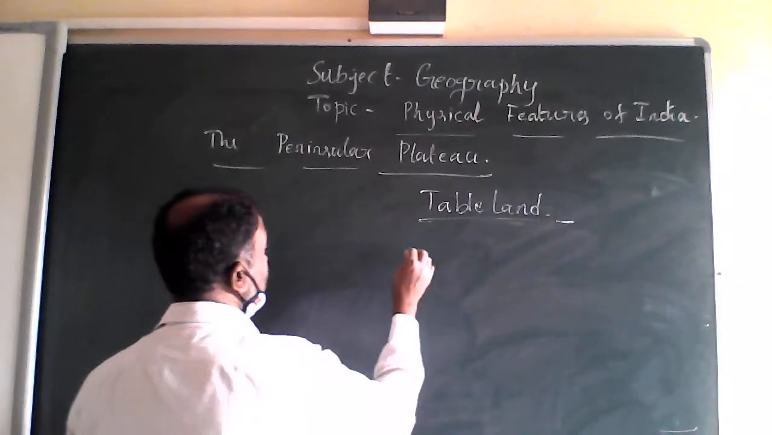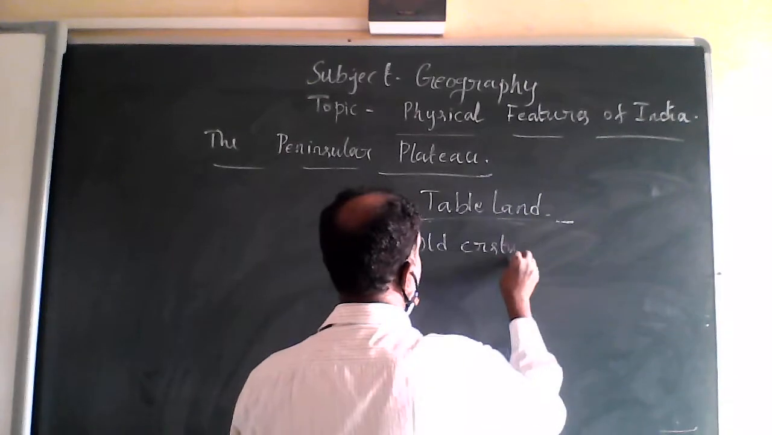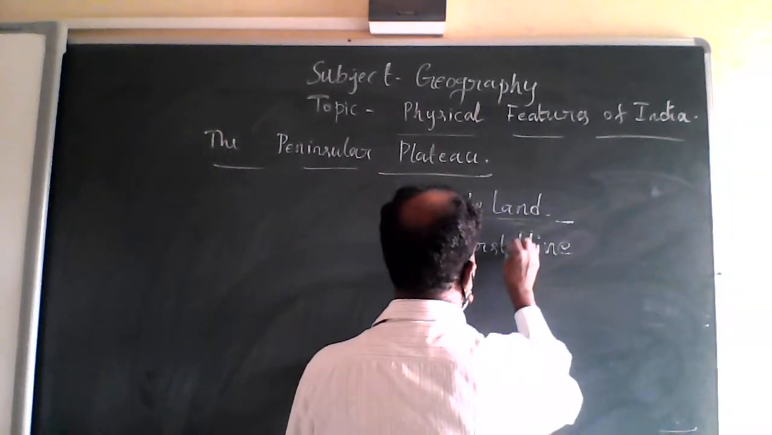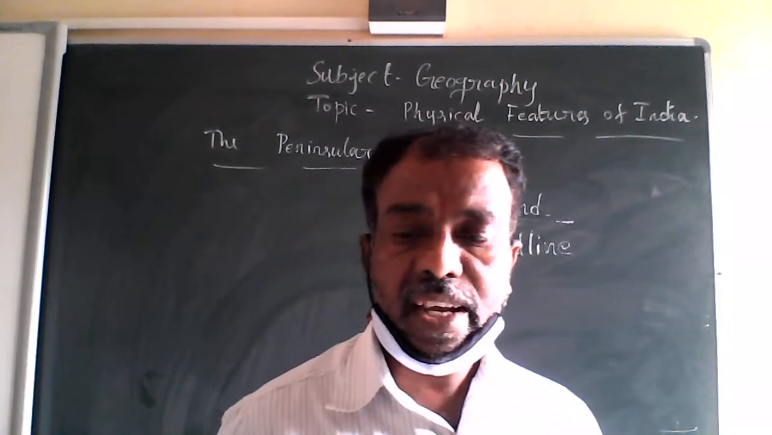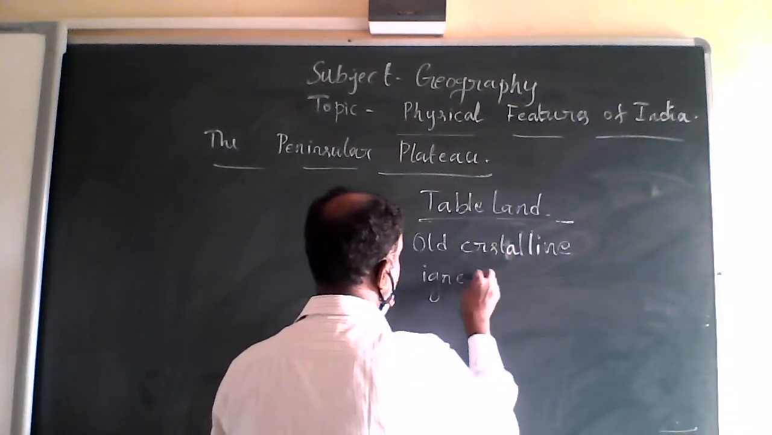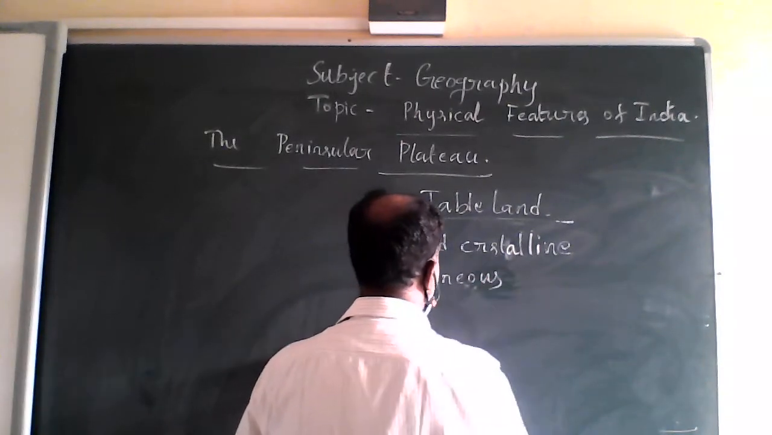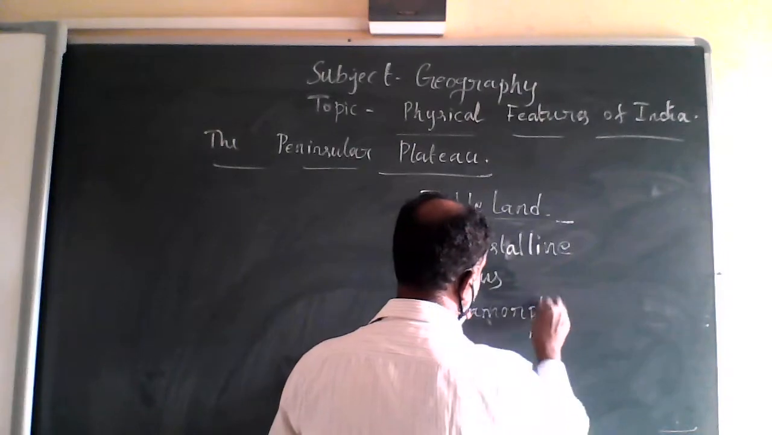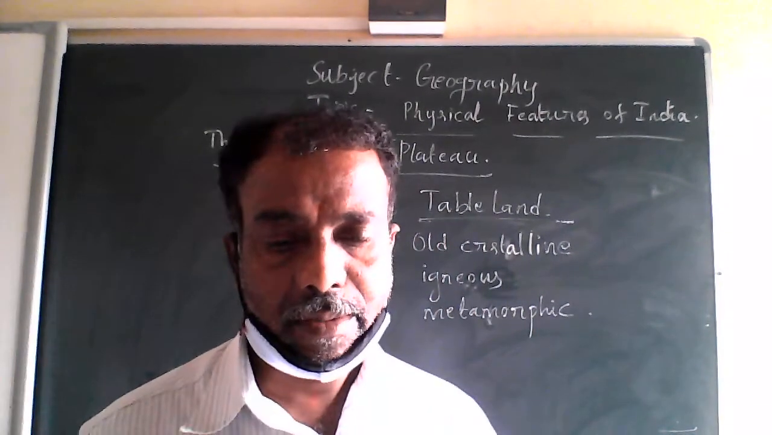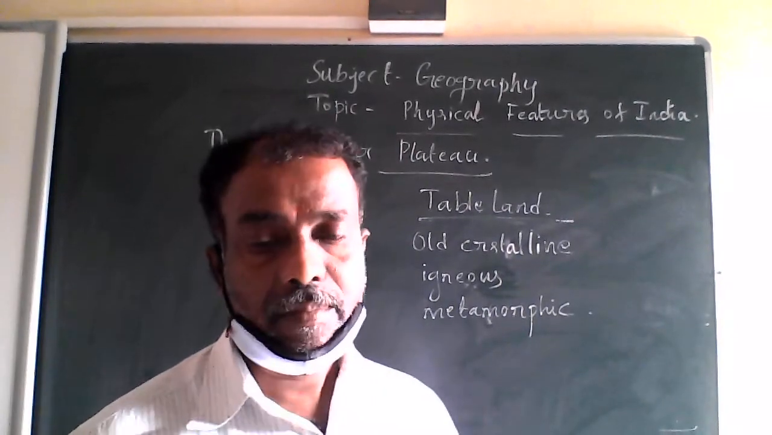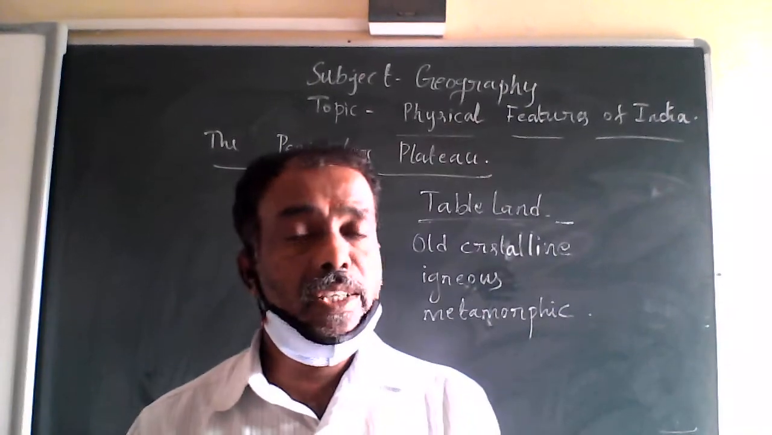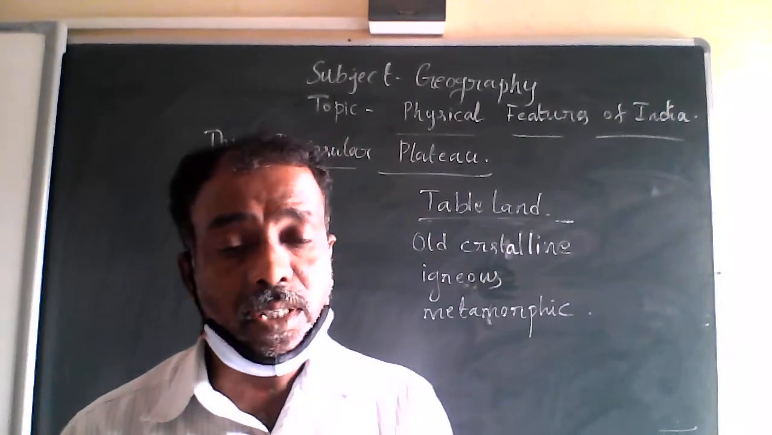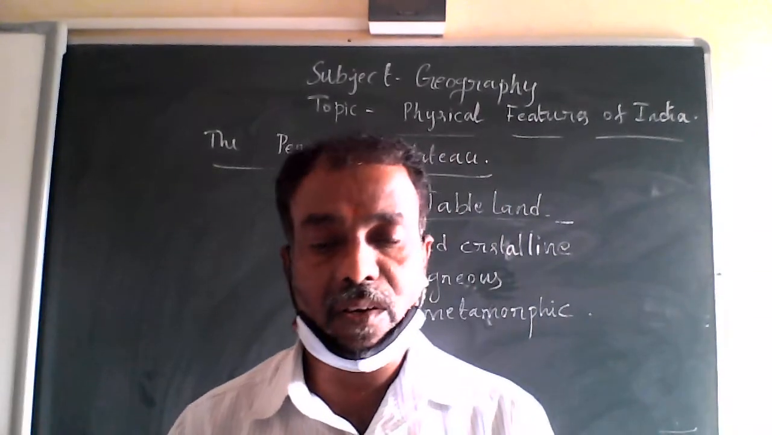So it consists of old crystalline, igneous and metamorphic rocks. Please, dear students, the Peninsular Plateau is another major physical division of our country, and it is a tableland composed of old crystalline, igneous and metamorphic rocks.